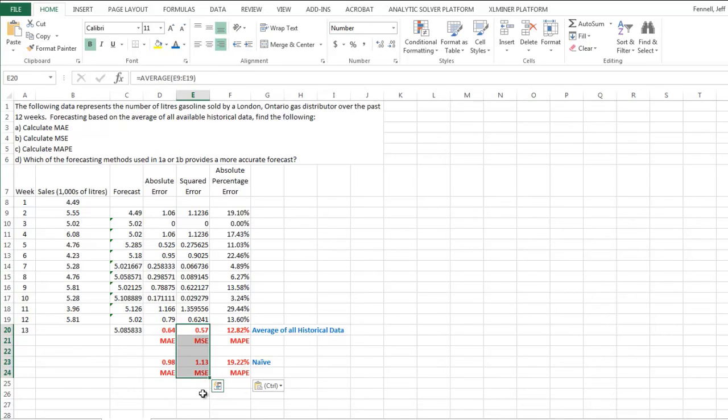So based on the fact that we have a better predictive model with the average of all historical data, looking at part D, which forecasting method used for 1A or B provides a more accurate forecast, it is definitely the average of all historical data. This means in order to predict for week 13, I would prefer to use the forecasting method of the average of all historical data, and I would say that the predicted sales for week 13 would be approximately 5,086 liters of gasoline.